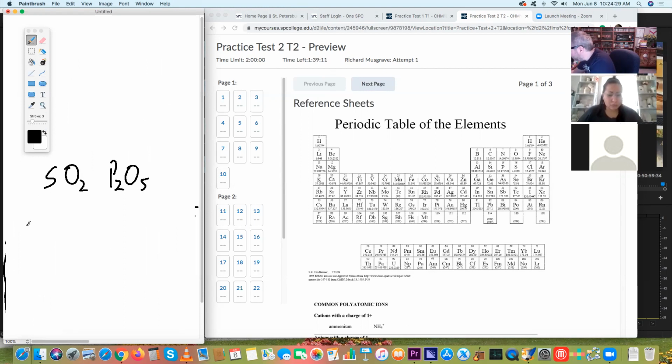So the first one, this one doesn't need a prefix because there's only one of them on the sulfur, and it's going to be sulfur dioxide. The 2 is going to be di.